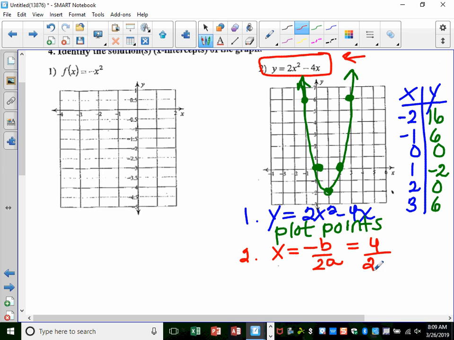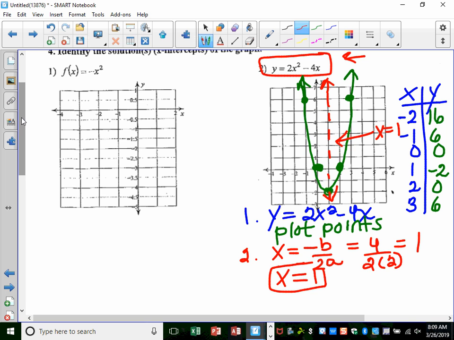What is my a term? 2. So 4 divided by 4 gives me what? 1. So there's your axis of symmetry: x equals 1. And you want to write it as x equals 1, okay? Because it has to be the equation for your axis of symmetry, which means, again, it cuts it right in half right here. This is your x equals 1. And actually, put a little line that says x equals 1, right there, cutting it in half.